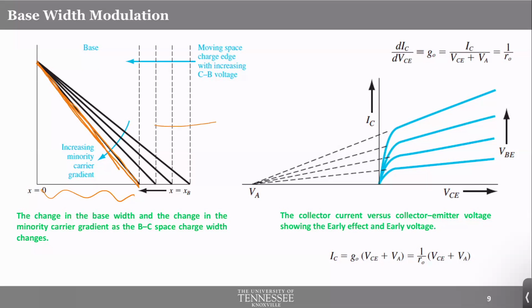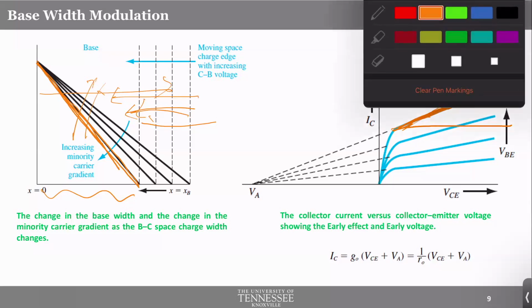That means you increase the overall diffusion current. So instead of having a constant base width, you have a changing base width, which gradually increases the current. And that's what you see here. This is the signature of that gradual increase in current. Instead of getting saturated, you keep increasing the current due to base width modulation. As the base becomes narrower, the current becomes higher. That's what you see here.